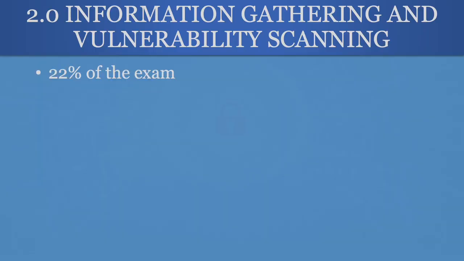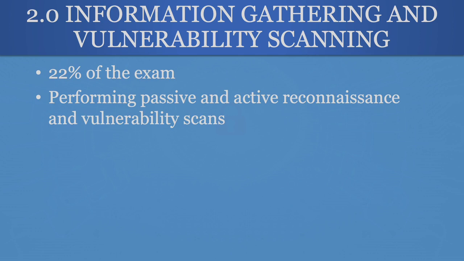Domain 2 is 22% of the exam. Now that's almost a quarter of the exam, so it's a big chunk. It is information gathering and vulnerability scanning. So it's not necessarily the tools you're going to use, but it's how you use the tools. You're going to learn how to perform passive and active reconnaissance and vulnerability scans, and most importantly, how to analyze those results. Remember that pen testing is really not about using tools. It's about knowing when to use tools, how to use the tools, and most importantly, how to assess the results, analyze those results, and determine what to do next.